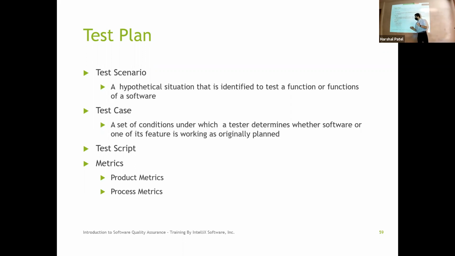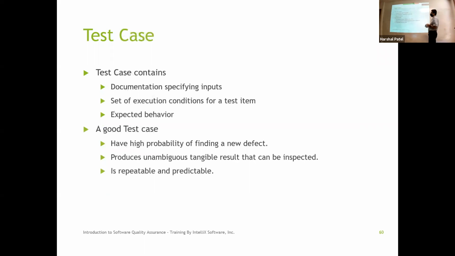The second thing is process metrics. How many test cases are you writing, and how much are you writing per day, per week, those kinds of things? Like how fast is your process? Now we'll look into specific examples of product and process metrics as we go through.